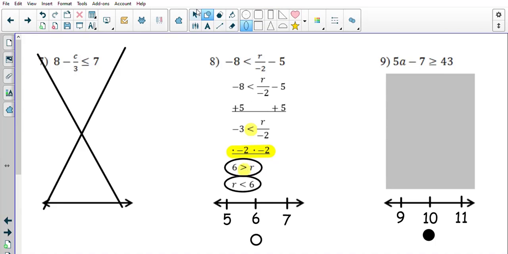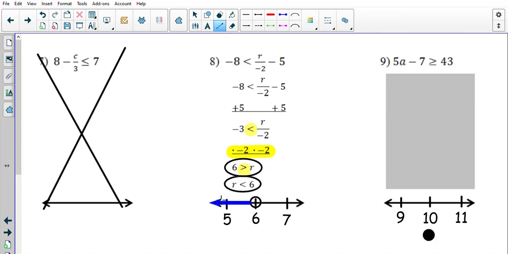I think the harder part comes from when you go to graph it. It's going to be an open circle. But students who leave their solution like this top circle here, a lot of times are going to shade to the right, and we actually want to shade to the left because r is less than 6. So let's go ahead and shade to the left. And it should look like this.